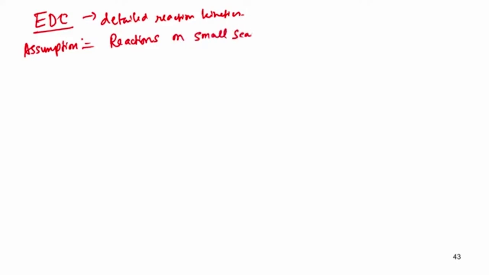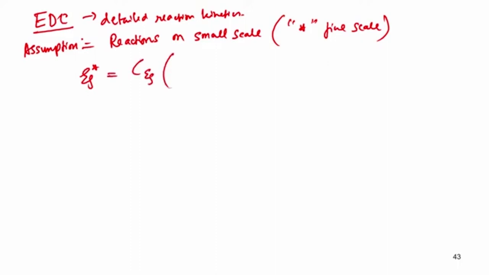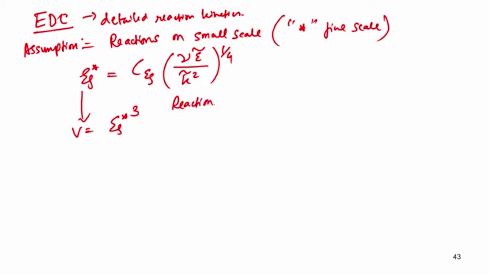Reactions happen on small scales, and the small scale is represented by a star, which is the fine scale. The reaction length scale is given by zeta star, which is given by a constant times (nu, the kinematic viscosity, times the Favre average dissipation rate divided by the Favre average turbulent kinetic energy squared) to the power of 1/4, for dimensionality. The volume of the scales is, of course, this cubed. The reaction rates are determined by the Arrhenius expressions.